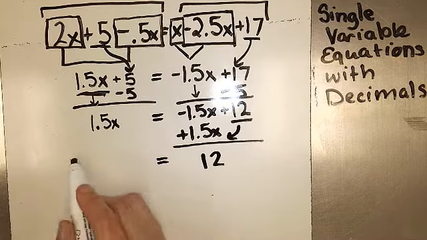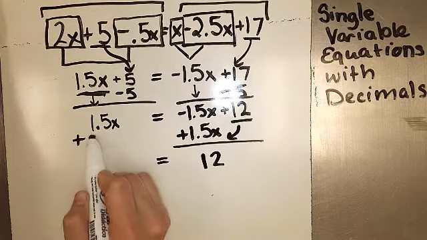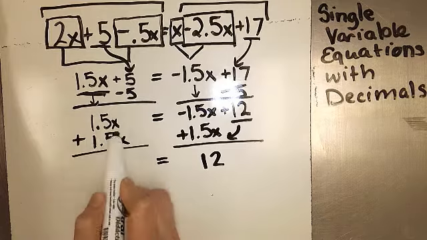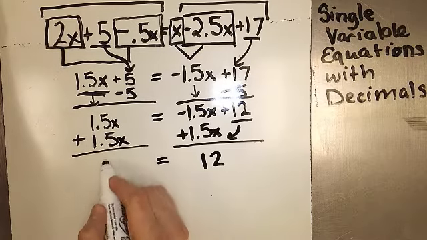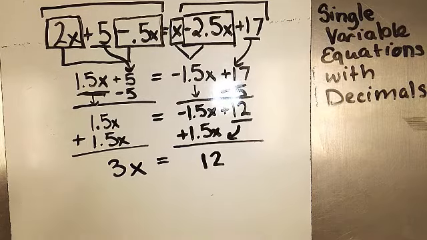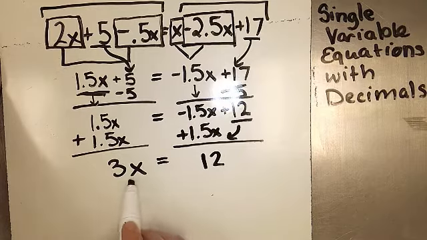So I'm going to bring my 12 down, put my equal sign, and now because it is the addition property of equality, I need to maintain equality, I do the same thing to the other side. I add 1.5x. When I add the 1.5x and the 1.5x, I get 3x. So now, again, with the decimals, I did the same thing I would have done if they were integers, but because they're decimals, they can seem a little bit more difficult.